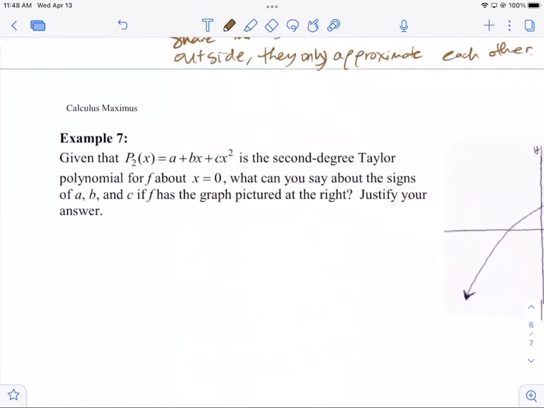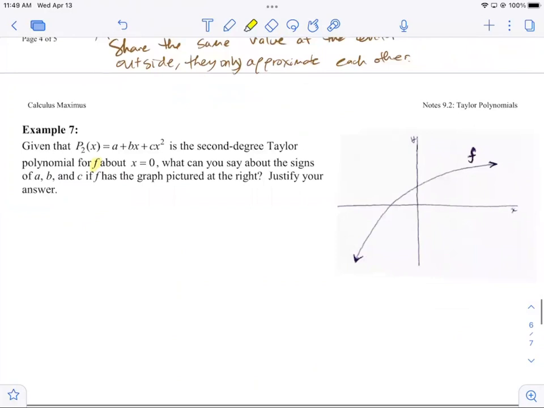Example 7. Given that P sub 2 of x is a plus bx plus cx squared, a second degree Taylor polynomial for the function f, some function f that we don't know about, centered at 0, right? It says about 0. So we could also call this a what polynomial, if it's centered at 0? Maclaurin. There you go. Maclaurin. What can you say about the signs of a, b, and c if the function whose polynomial this represents is pictured over here at the right?